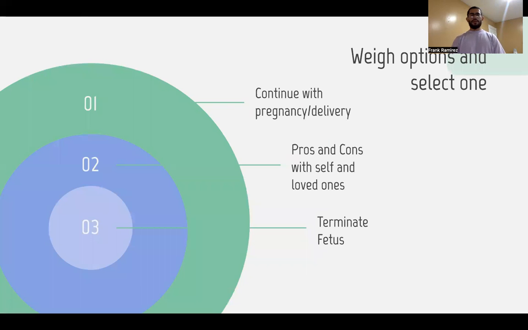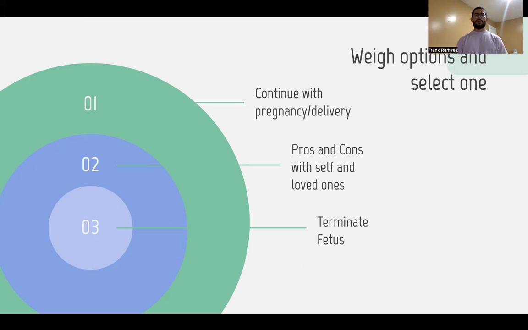When weighing out these options, there needs to be one that is selected. The number two, pros and cons with self and loved ones, is something that potentially just helps her decide between options 1 and 3, one being to continue with that pregnancy or delivery, and number 3 being to terminate the fetus at that 15-week mark.